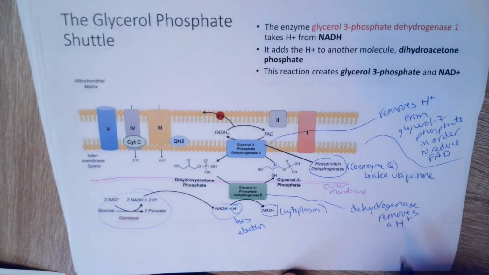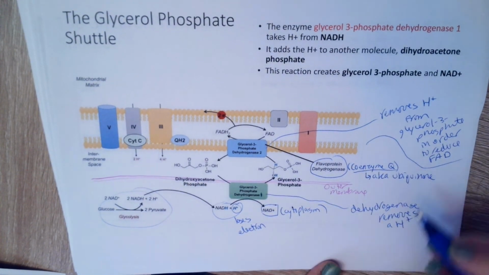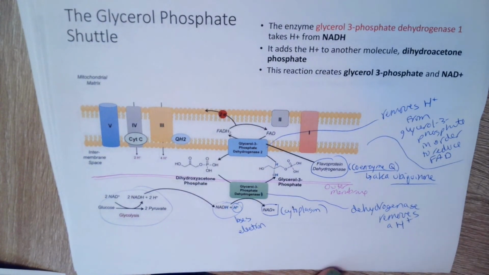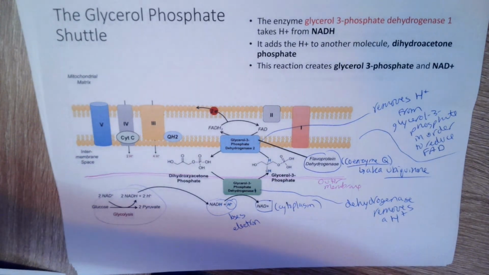Here's another example of where we have multiple names for the same thing. We have seen this before. This is coenzyme Q. It is also called ubiquinone. So if you remember from our electron transport chain, where's our electron transport chain? Hold on.